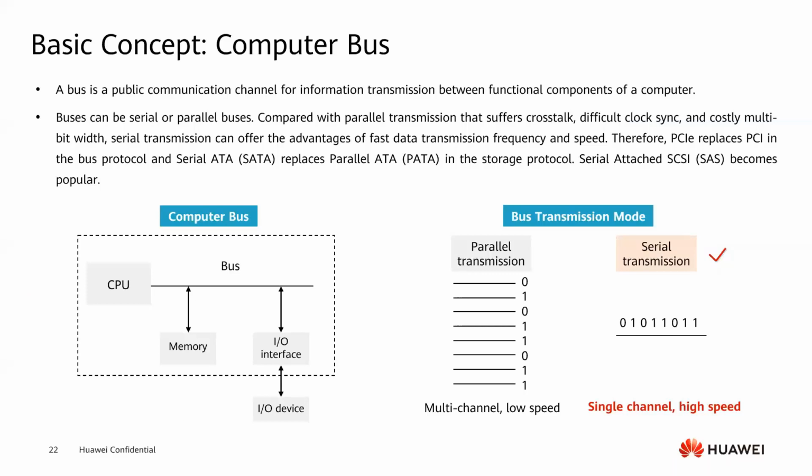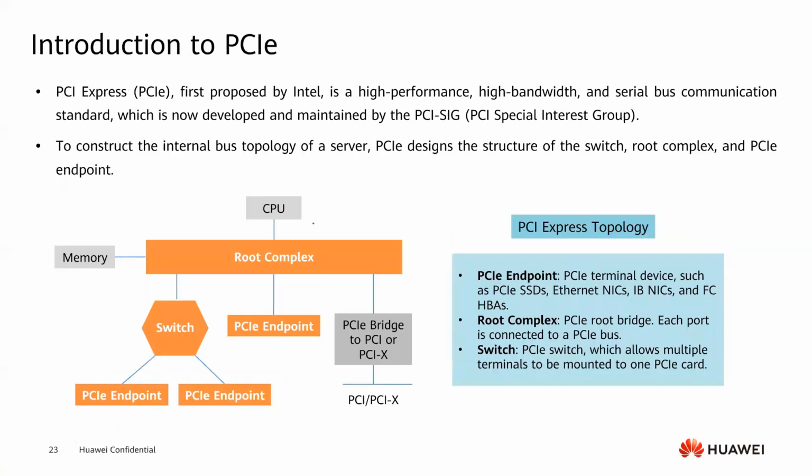So the serial bus is used. Serial buses like the SATA bus, Serial Attached SCSI, or PCIe are used, because they are all compatible with serial transmission. This is the computer bus. And PCIe, PCI Express, is a high performance, high bandwidth, serial bus communication standard. And we have the PCIe interface and the PCIe standard.